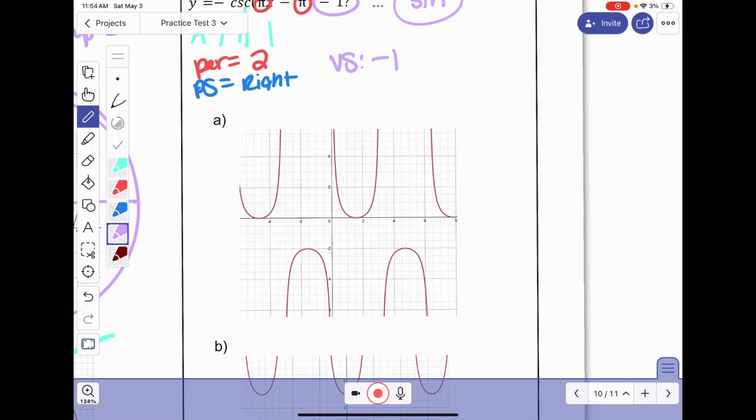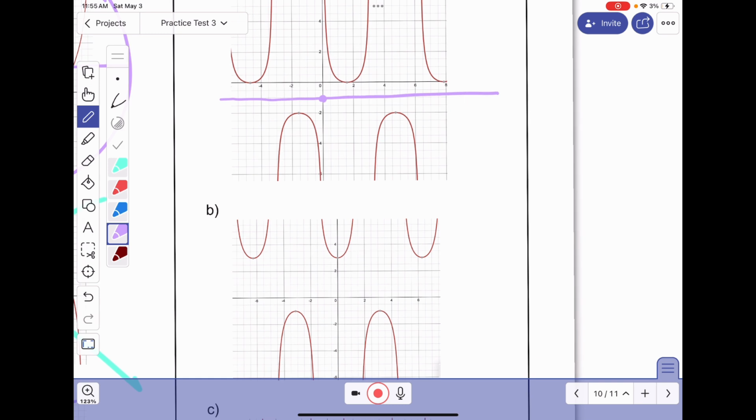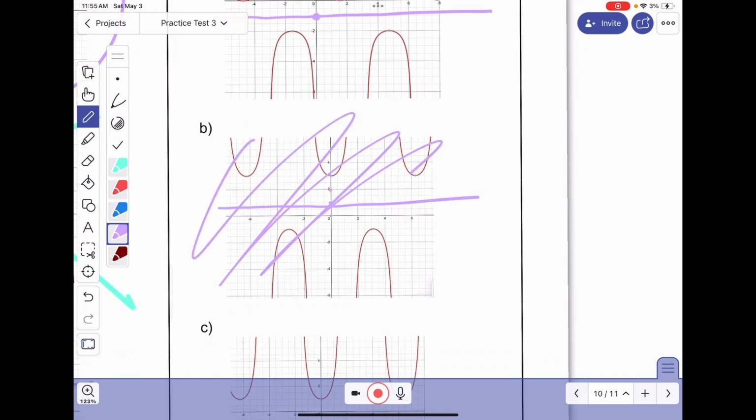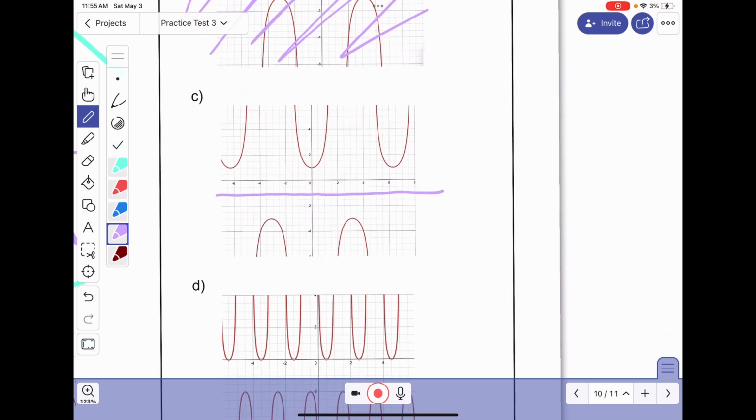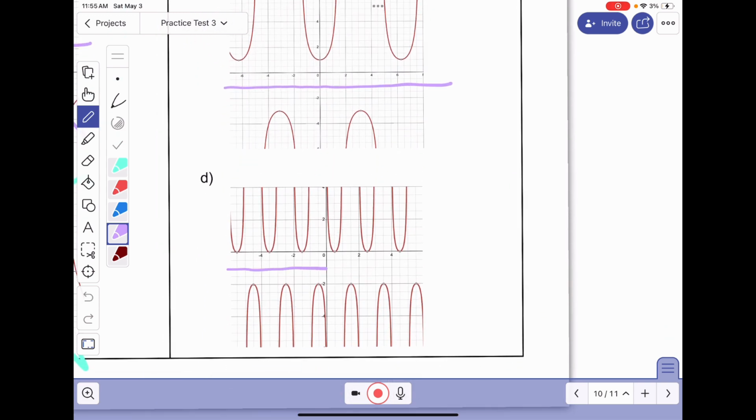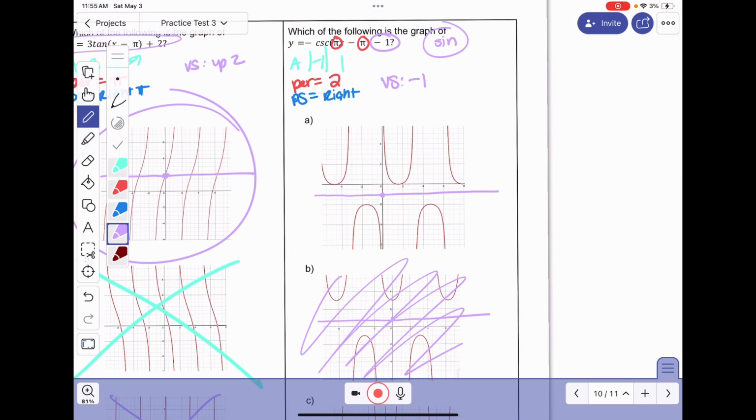So the first thing we want to do is find the middle of these curves. So that's in between the up bumps and the down bumps. That's -1. That could work. In the middle of these, it's right here. That's +1. So that's not going to work. In between these curves, that's -1. So that could work. And then in between these curves is -1. So that could work. So we've used our vertical shift.